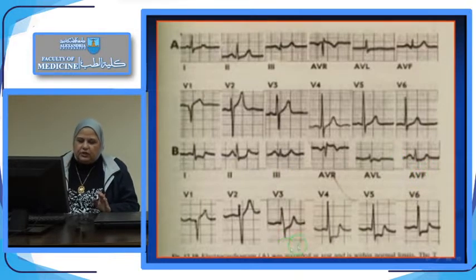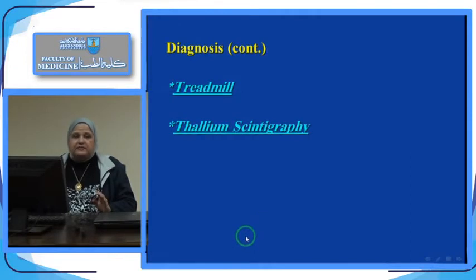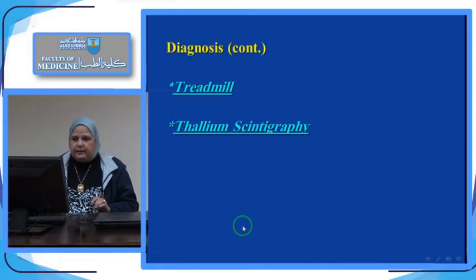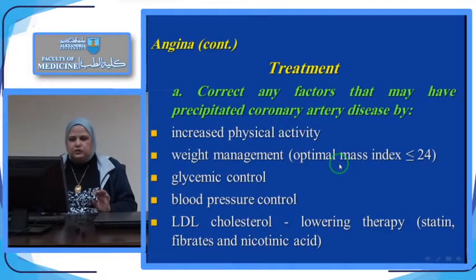What about the anterior leads? Leads V3 and V4 are with depressed ST. So this is a case of anterolateral ischemic changes, but just coronary artery disease, just angina, and not MI. To confirm the diagnosis: treadmill and thallium scintigraphy or CT angio, and 24-hour ambulatory monitoring. Coronary angio is the last step to demonstrate these changes.